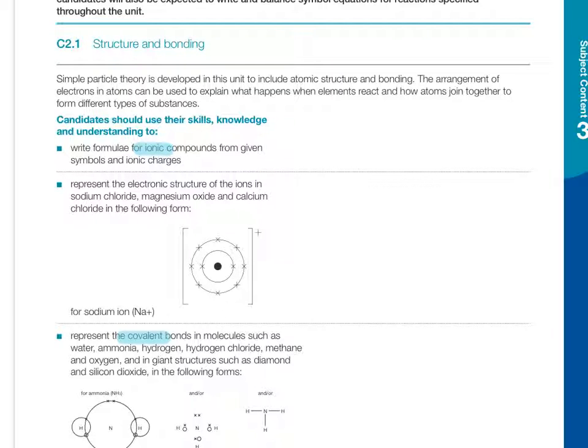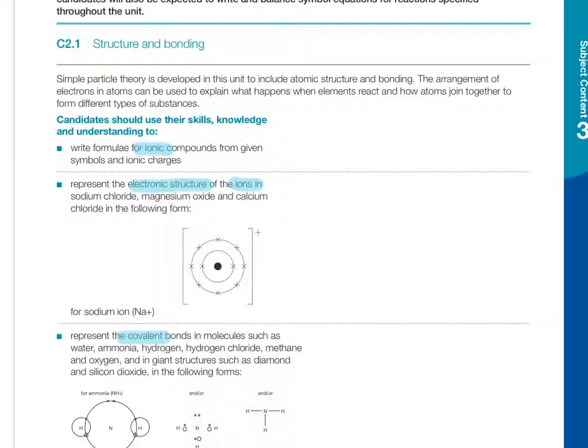For your ionic bonding, the clue is in the name, it's actually bonding between ions. And you're expected to be able to represent the electronic structure of the ions. So electronic structure, remember, is showing those shells with those crosses with those electrons in them. And you have to be able to take the electronic structure of the atom and think, how has it changed to get to the ion?